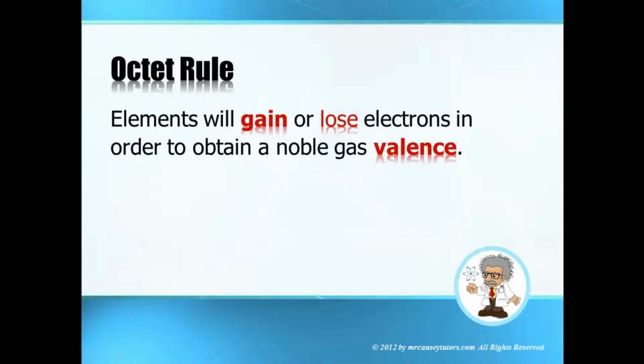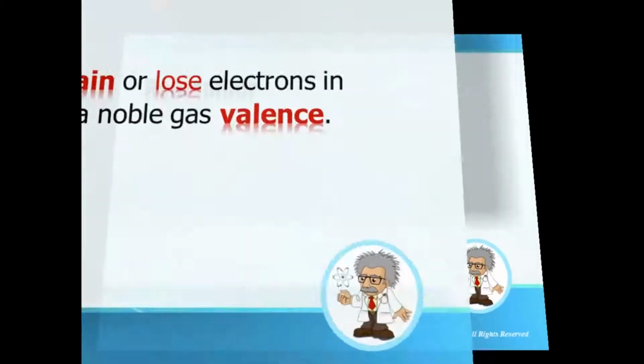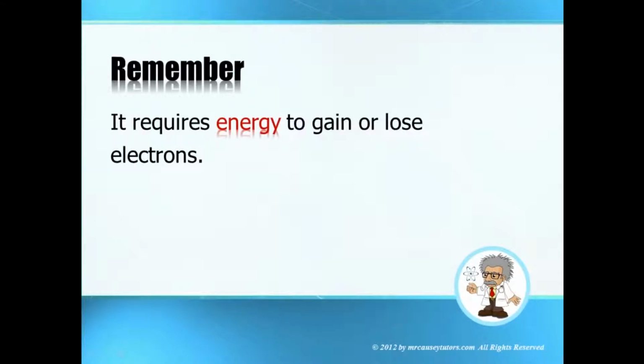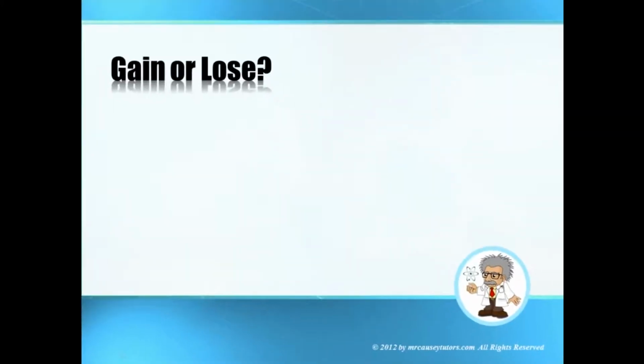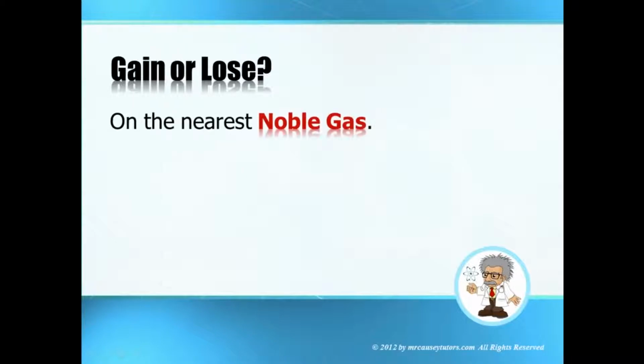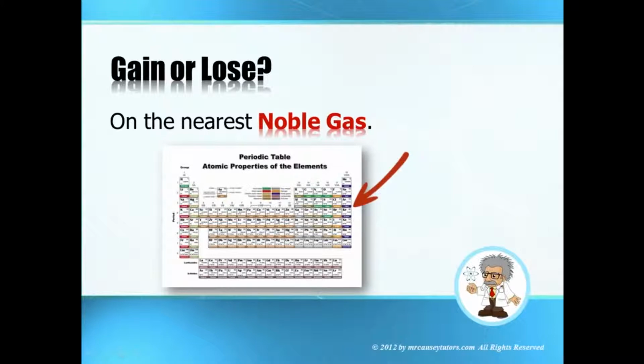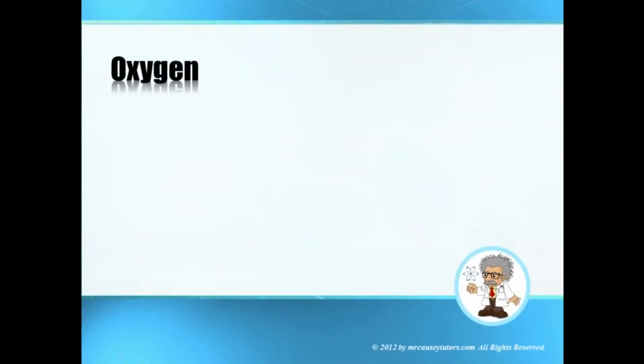Now, you might be asking yourself, how do I know whether it gains or loses? That's what we're going to talk about in this lesson. Remember, it requires energy to gain or lose electrons, and nature moves towards the least resistance because this requires less energy. Nature goes the easiest route. How do we determine whether it gains or loses? Well, that depends on the nearest noble gas. Remember, they want to have a noble gas configuration. So it's either going to gain electrons, move up, or lose electrons to drop down to the nearest noble gas.